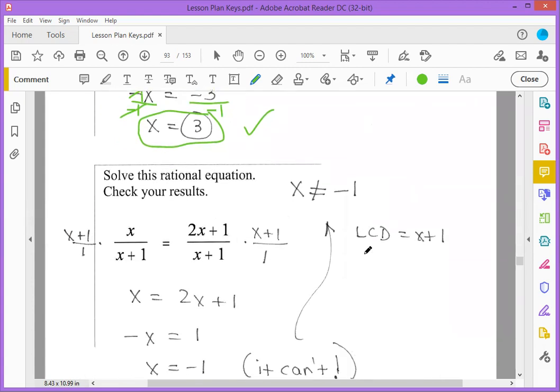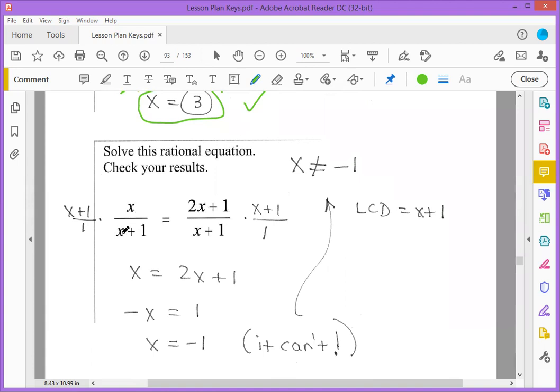Now in the next example, we have x divided by x plus 1 equals 2x plus 1 divided by x plus 1. So in this example, we can still cross multiply if we like. But what we want to do in this example is approach it in a different manner. What you notice in this example is that your denominators are alike.